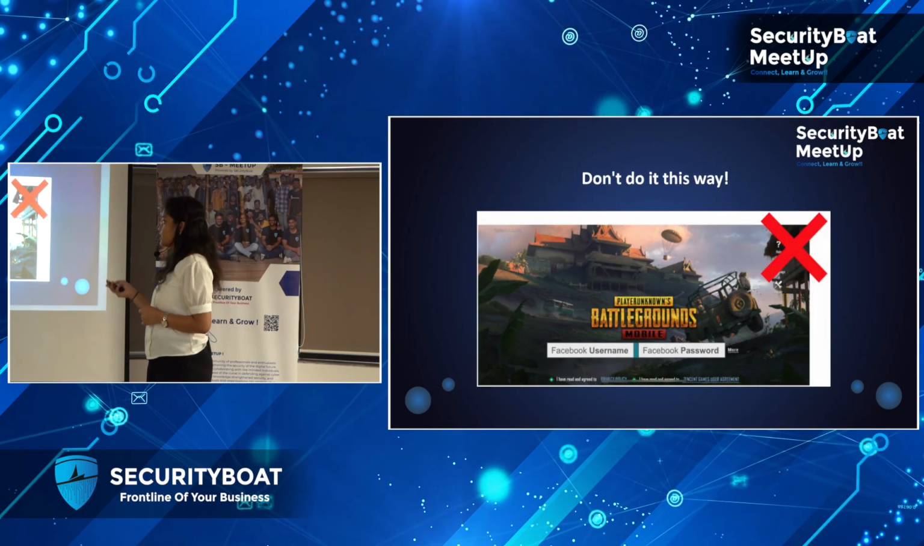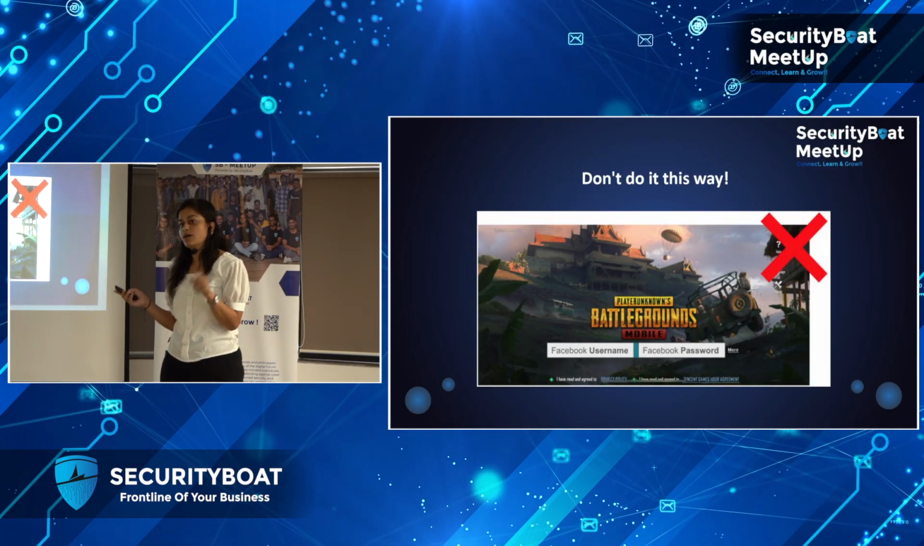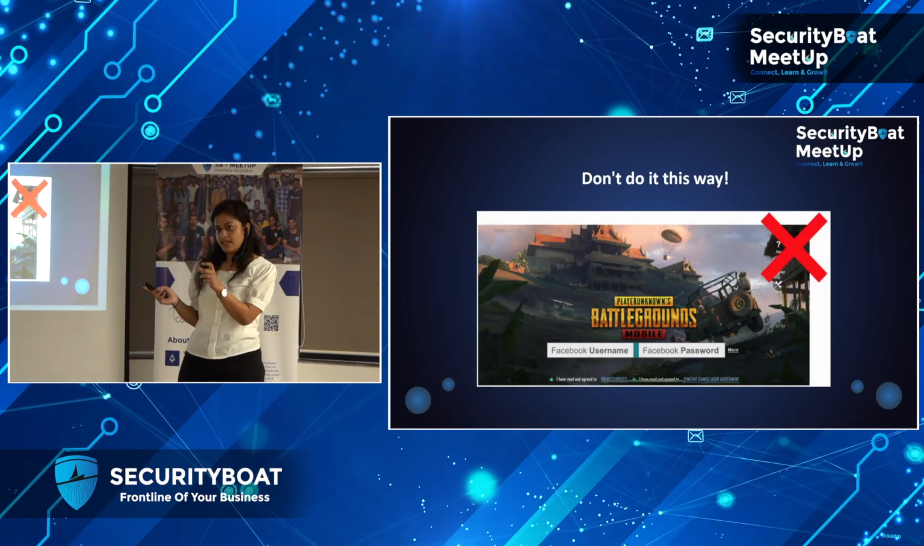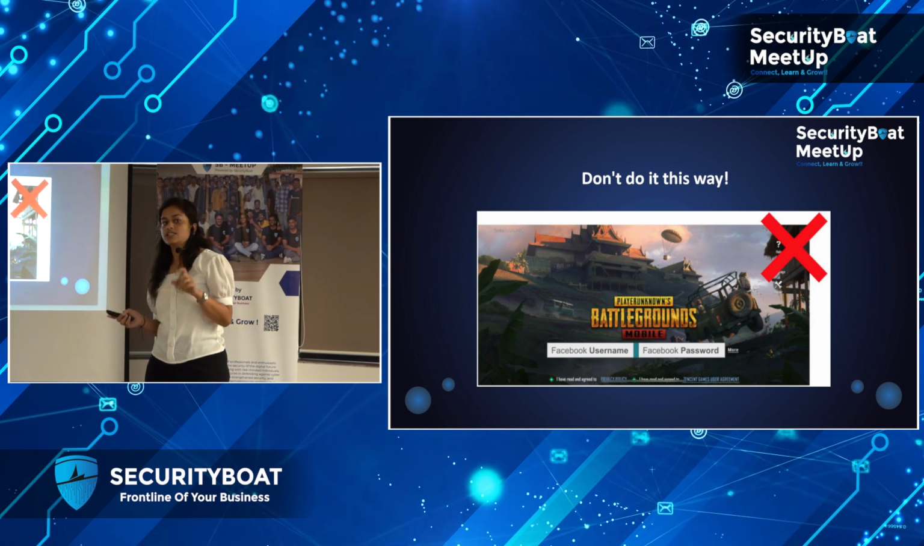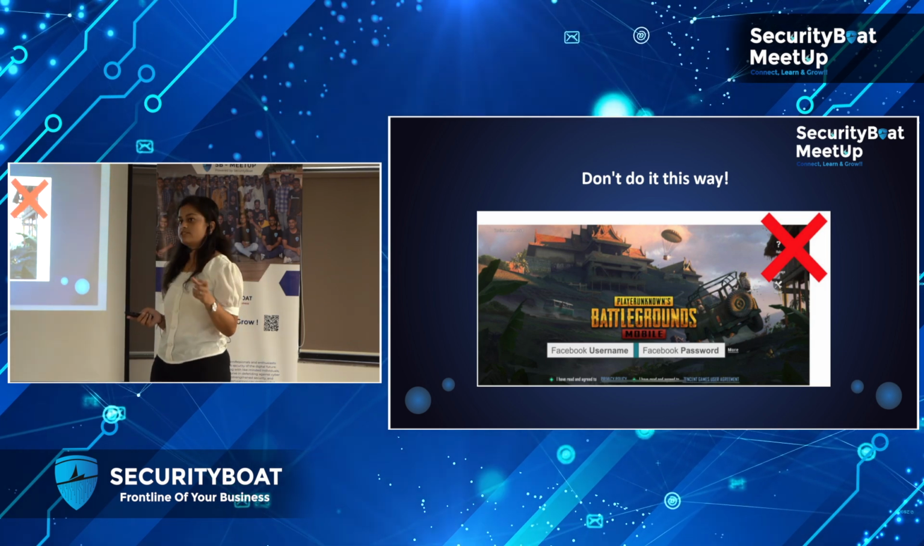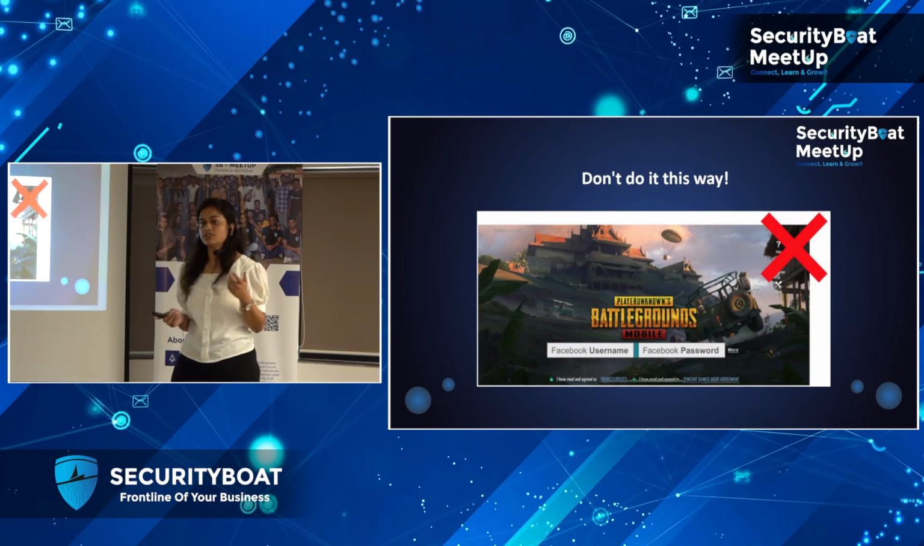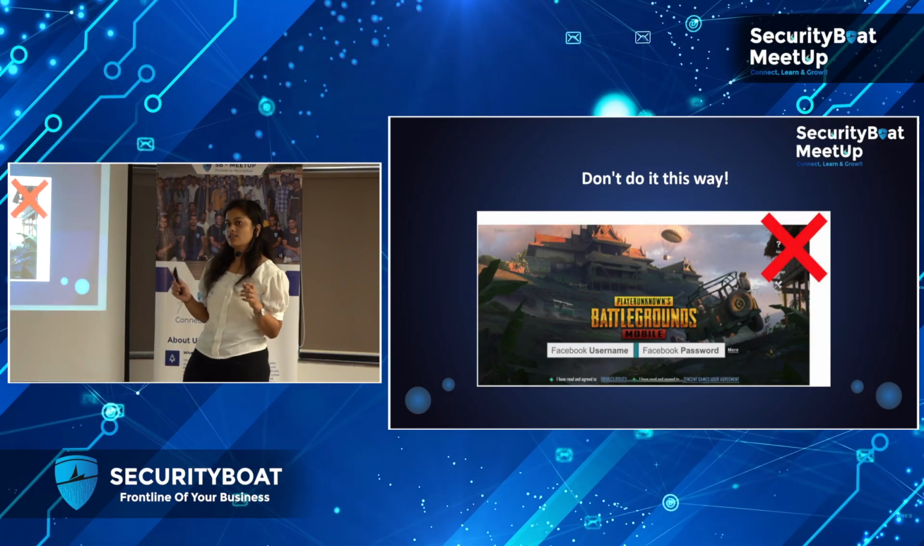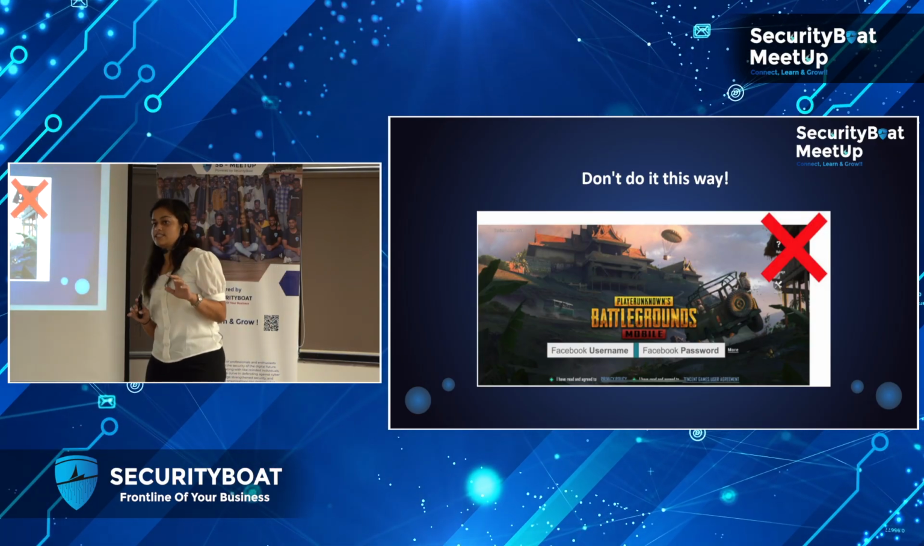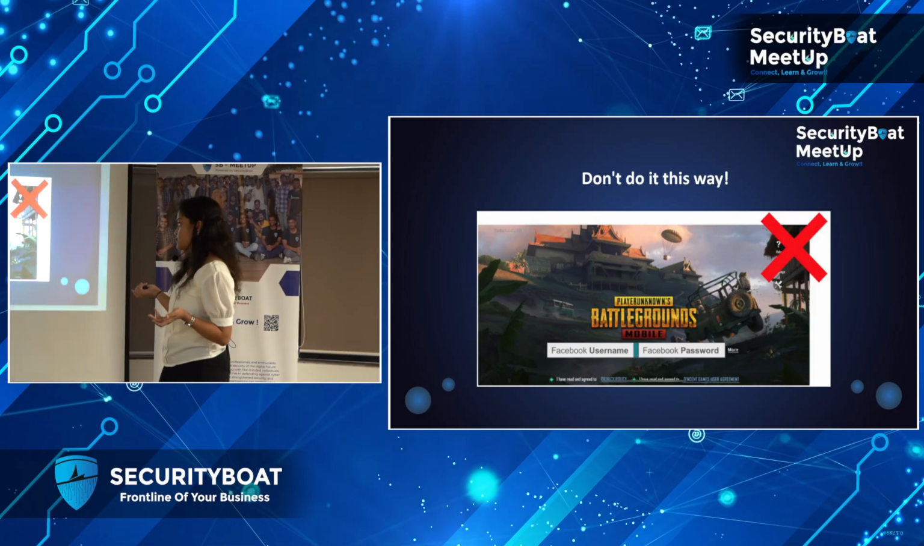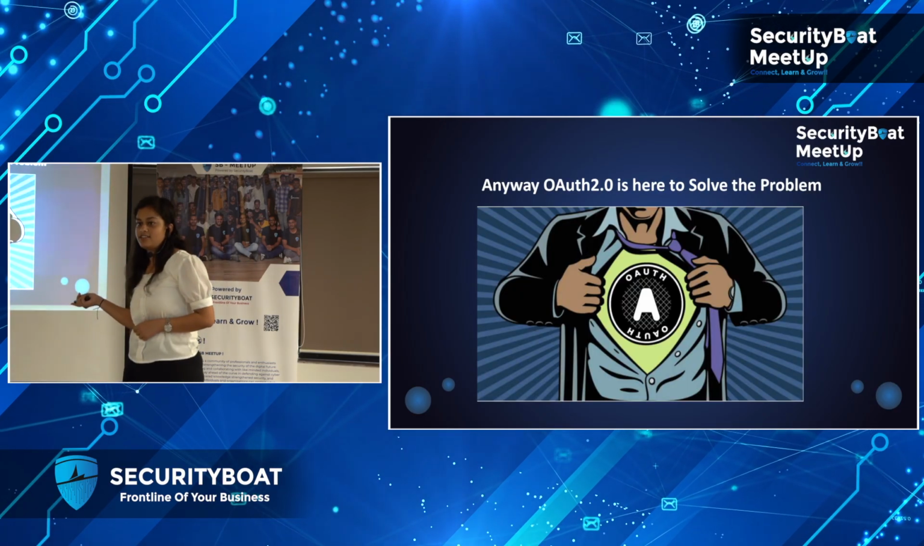Next slide. You should not do this because you are not allowing access only to your friends list, you are not defining the scope. You are giving access to your whole Facebook. So this is a risk, and you should not do this. That's when OAuth comes in. So we will discuss OAuth now. Next slide. So that's why OAuth is here.